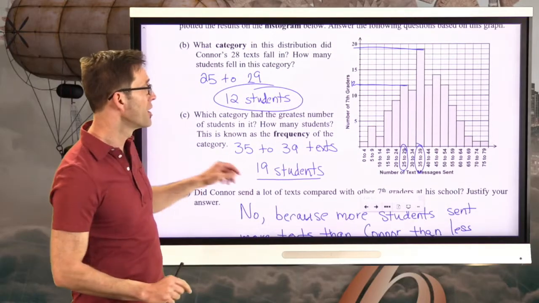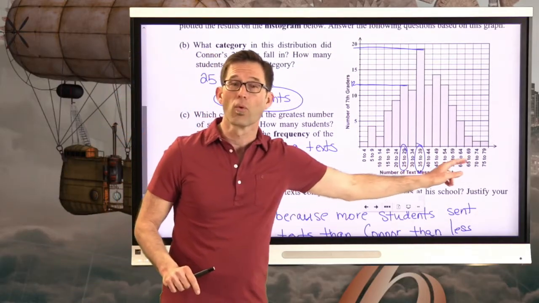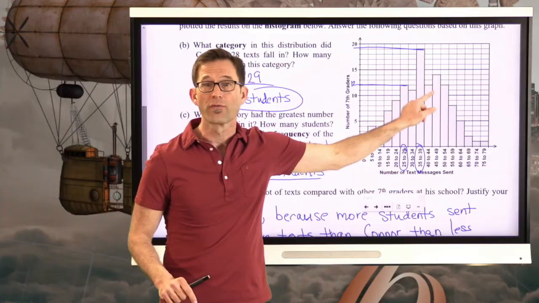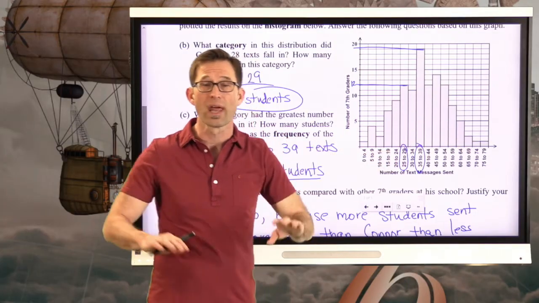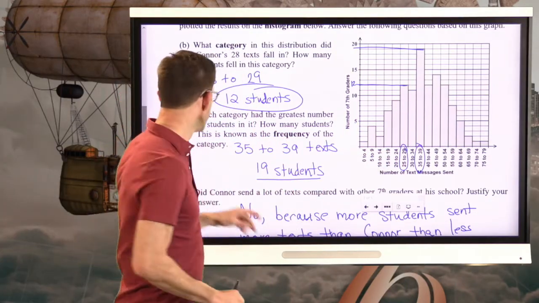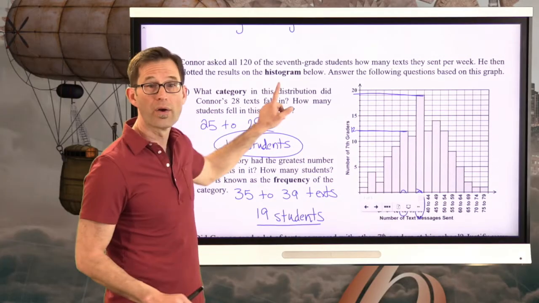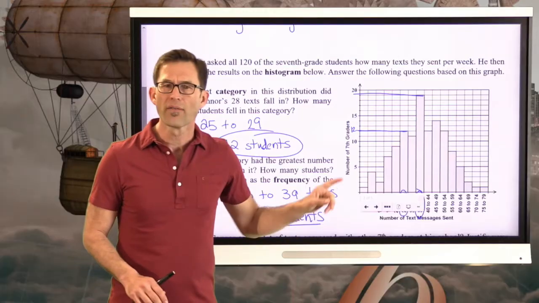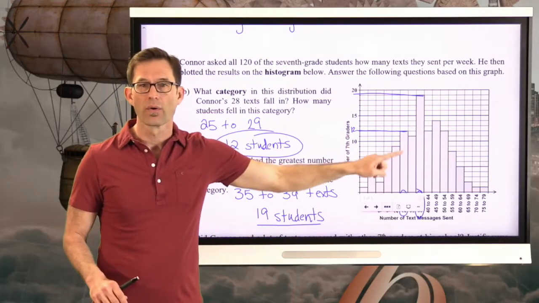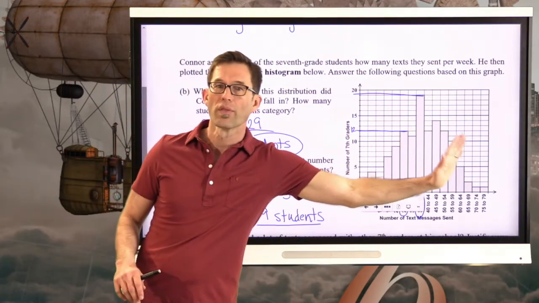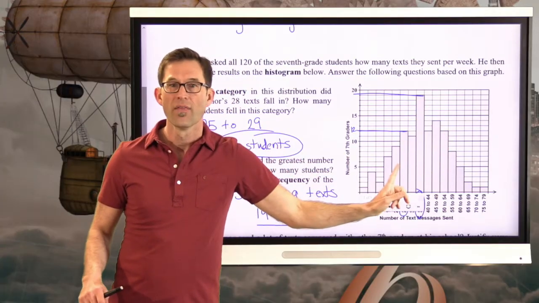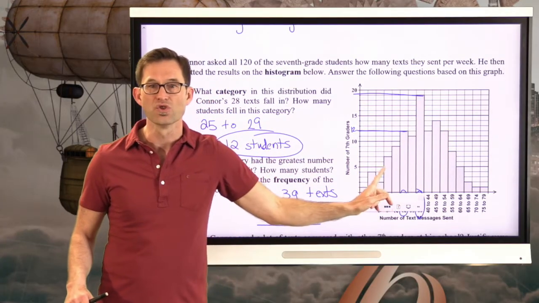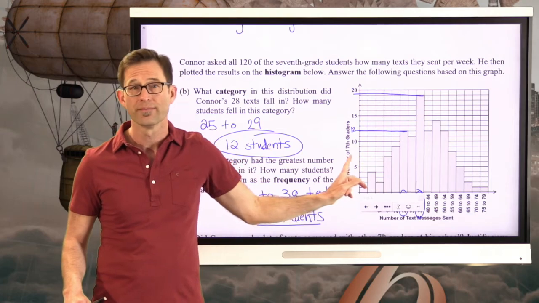Now, of course, I didn't add them all up to really prove this seriously. We'd have to come in here and take every category that had more texts than Connor's, figure out the frequency of each one of those intervals and add them all up to be able to say, okay, out of the 120 students, 80 of them sent more than Connor. But it's pretty obvious, given that this is Connor's category right here, that there's a lot more that sent more texts than him than less texts. The ones that sent less would just be the ones in here.